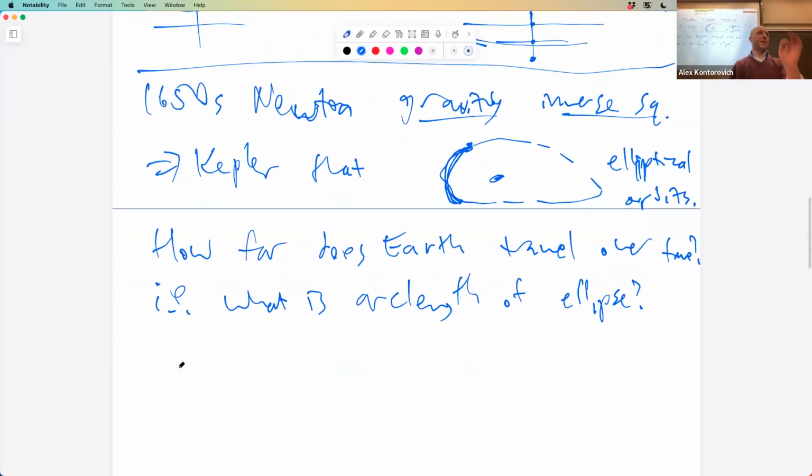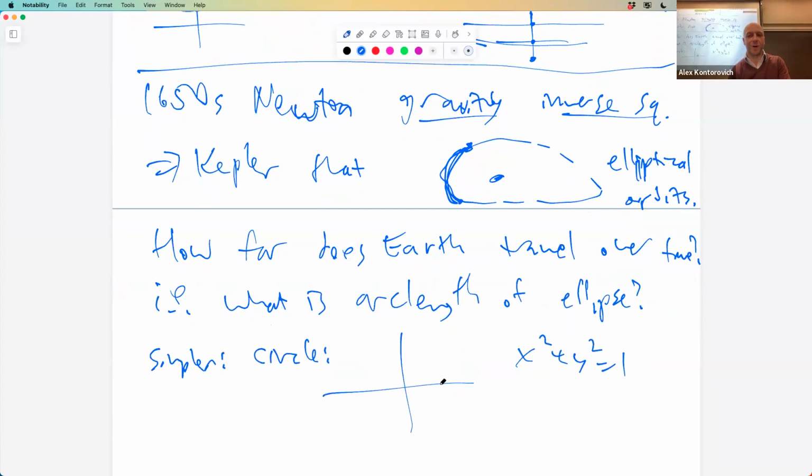So how about a simpler case? Simpler is, let's first work out the arc length of a circle. So here's my circle. x squared plus y squared is equal to 1. Let's use y as our variable, so I'll solve for x. So x is equal to the square root of 1 minus y squared.